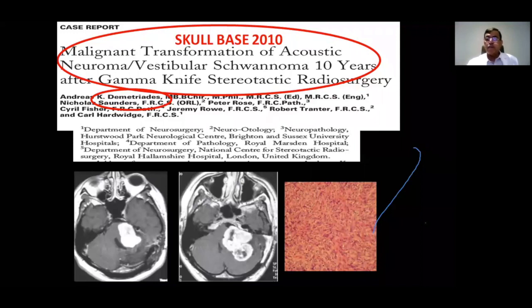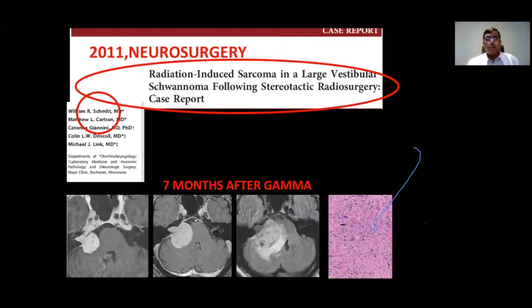We are not speaking about recurrences and malignancies as complications of radiosurgery, simply because the people who treated it with gamma knife, they are either mediocre surgeons who cannot do the surgery. They've used the gamma knife simply because it suits their purpose, not because it is the right thing for the patient. 7 months after gamma knife, this is the tumor, increase in size, surgery, turns out malignant. Again, this is from Rochester, Minnesota, Mayo Clinic.